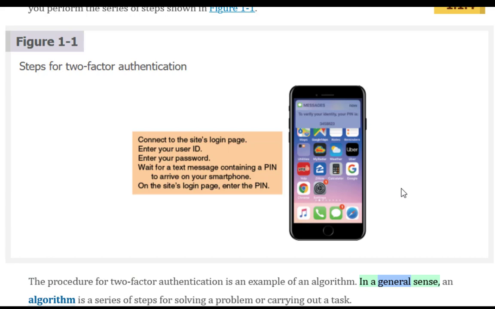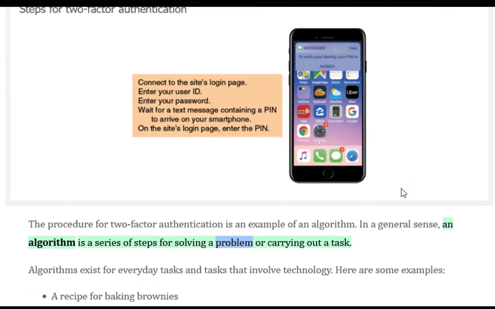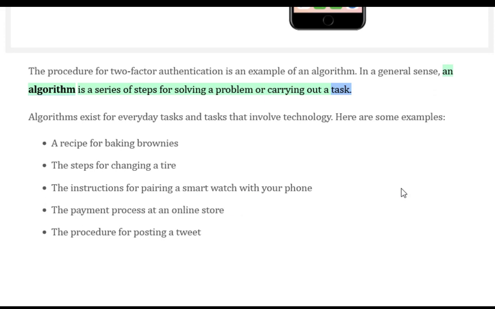In a general sense, an algorithm is a series of steps for solving a problem or carrying out a task. Algorithms exist for everyday tasks and tasks that involve technology. Here are some examples. A recipe for baking brownies. The steps for changing a tire. The instructions for pairing a smartwatch with your phone. The payment process at an online store. The procedure for posting a tweet.